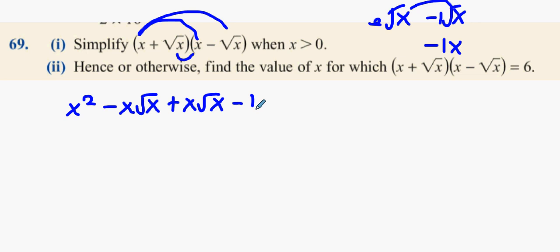Now what's left over then? What cancels? So we're just left with x squared minus 1x. Now, see this part here? What's that the same as? Which is the same as?